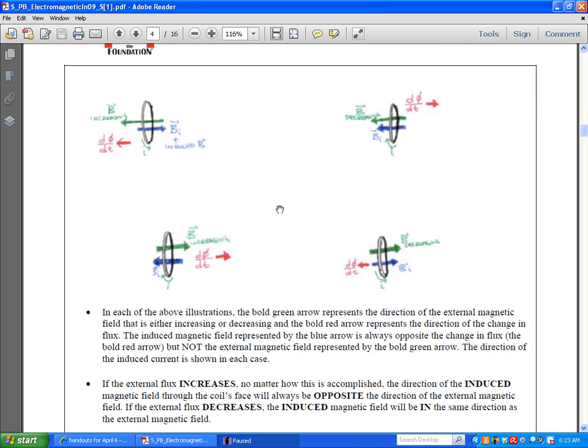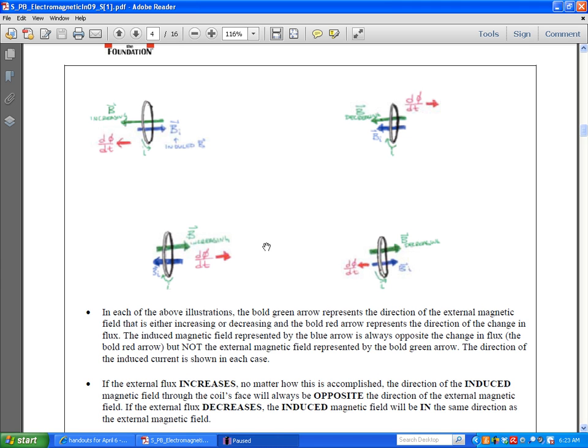Okay, if you look at this demonstration right here, in each of the above illustrations, the bold green arrow represents the direction of the external magnetic field. So it's increasing to the left in this diagram right here. So as a result, I need to have a current flow that causes a magnetic field to flow to the right, and that only happens if the current flows in that direction. If I look at this one, it is decreasing to the left, so I need to cause a current to flow that increases to the left to offset that change, so the current has to flow in that direction.